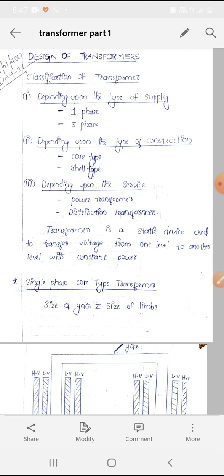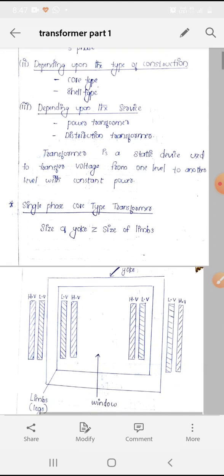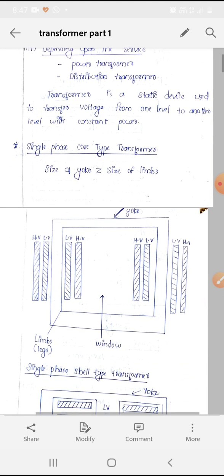So we all know about this classification. We had already studied or learned from our lower semester itself. So what is transformer? It's a static device used to transfer voltage from one level to another level with a constant power. So let's see single phase core type transformer.